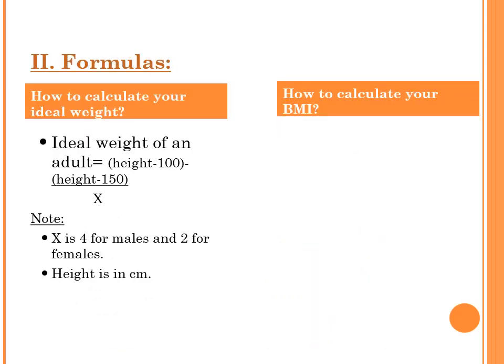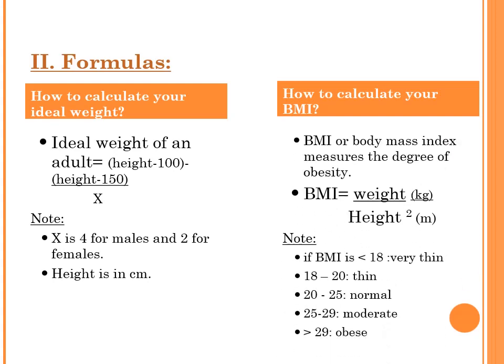Here are the formulas for how to calculate your ideal weight and your BMI, or body mass index, to know if you are obese or not. The ideal weight of an adult equals height minus 100, minus the division of the height minus 150 over 4 in males or 2 in females. The height here is measured in centimeters.